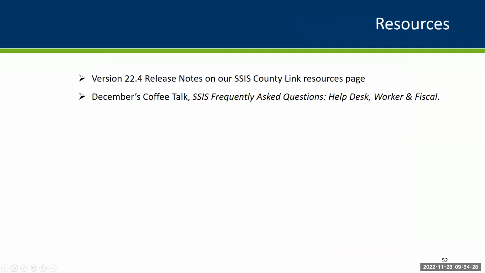All right, well, don't go anywhere because there's another announcement that you want to hear. But first of all, we're going to talk a little bit about the resources. If you want to find more information to support your work, check out our version 22.4 release notes on our SSIS CountyLink resource page. Heidi will put a link in the chat for those of you that want to jump over to it right away. And also you can Google CountyLink SSIS release notes if you want to get to it that way.